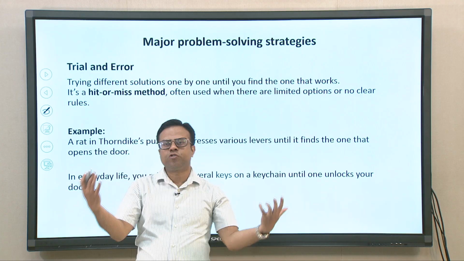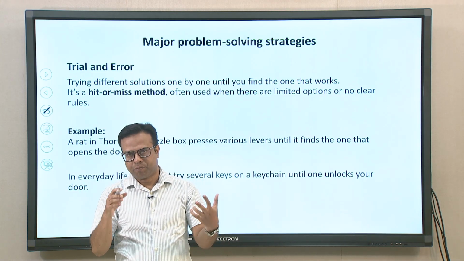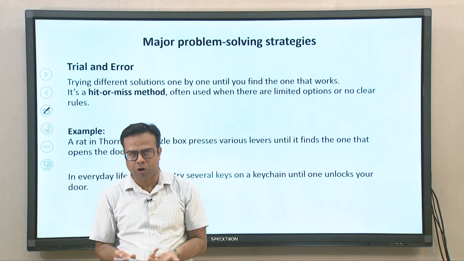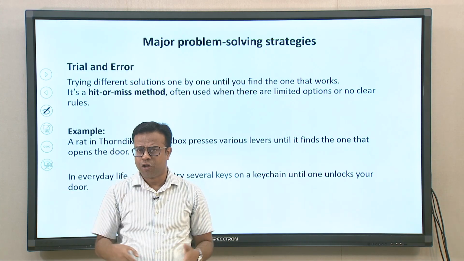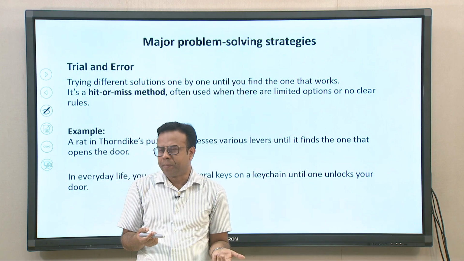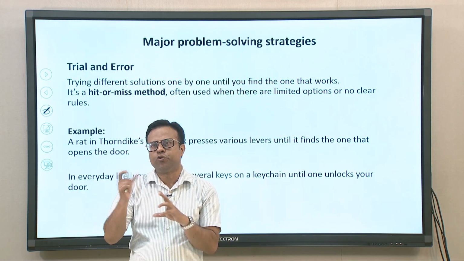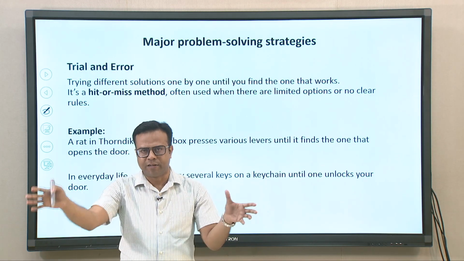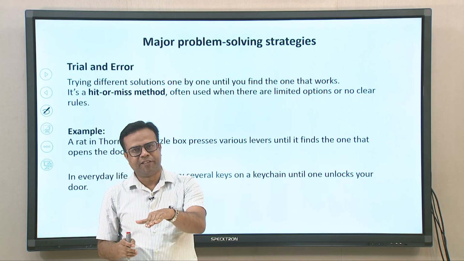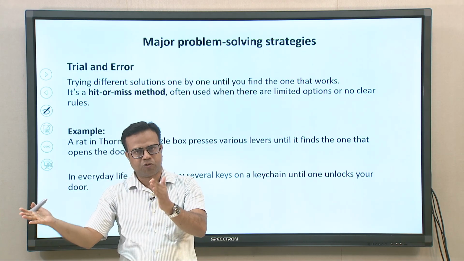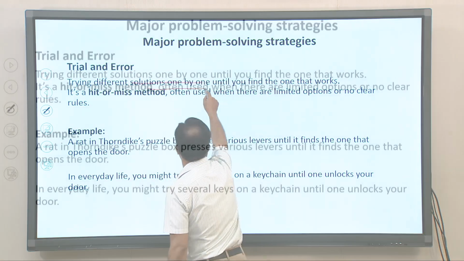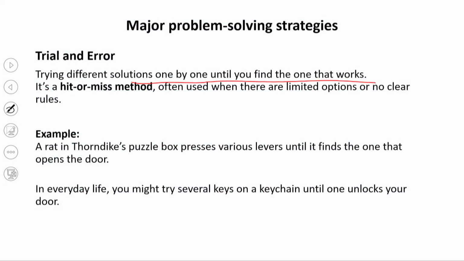There are different varieties of strategies. Problem solving is a kind of mental strategy. So, what kind of strategy do we use to solve a problem? There are different strategies. One is trial and error, which is very commonly used by people. When you do not know the solution, you use trial and error. Do something, if it does not work, do something else. If that works, you go to the next step. So, that is called trial and error. Trying different solutions one by one until you find whatever works.